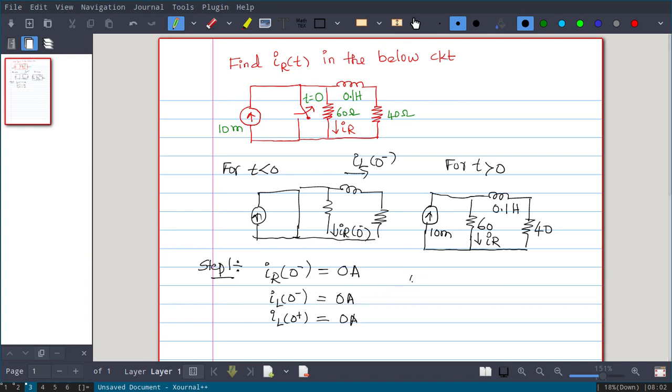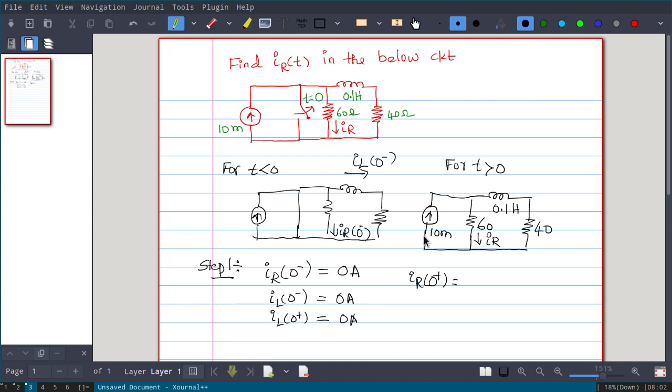So what we have to calculate now is IR of 0 plus. The moment the switch is opened, what is the current flowing through this 60 ohm? So what happens here, before the switch is opened, no current is flowing through the inductor. So as soon as the switch is opened, this state of the current continues. What is the state? No current is flowing through the inductor at t equal to 0 minus. So at t equal to 0 plus also, no current flows through the inductor.